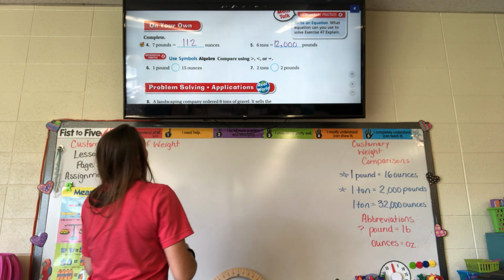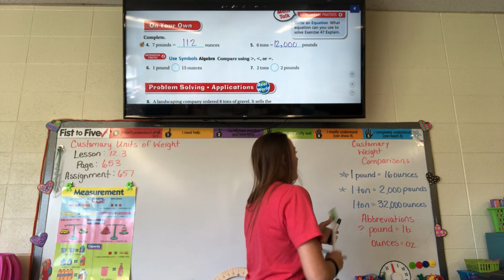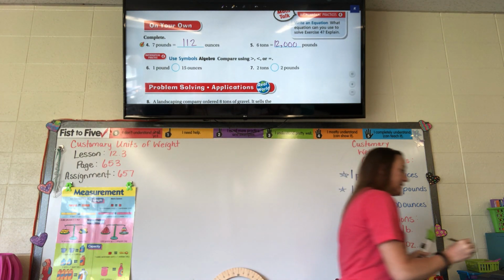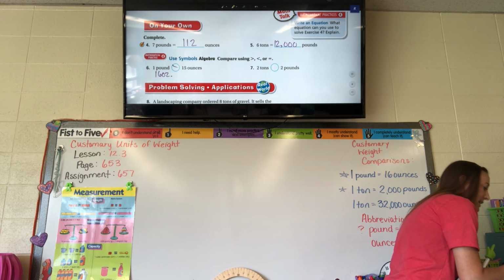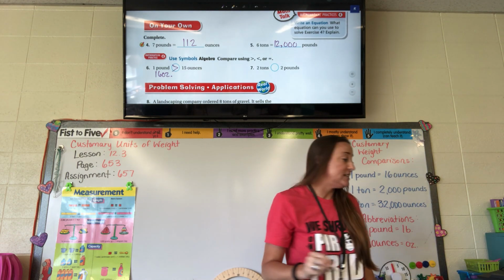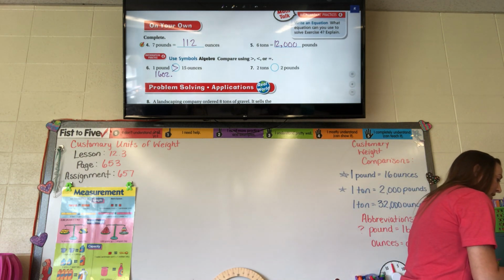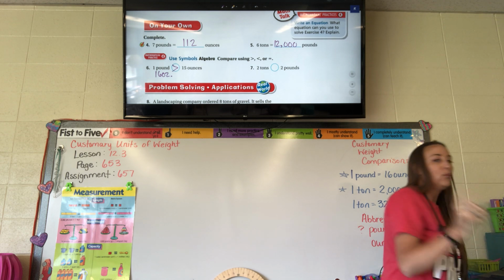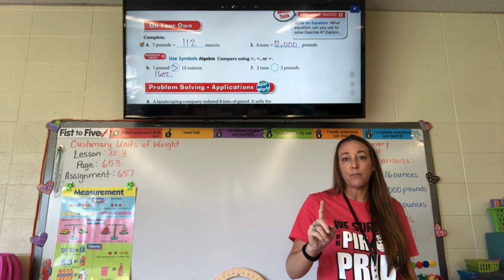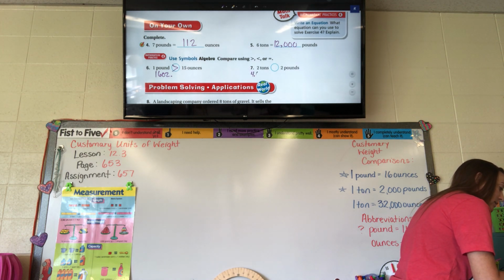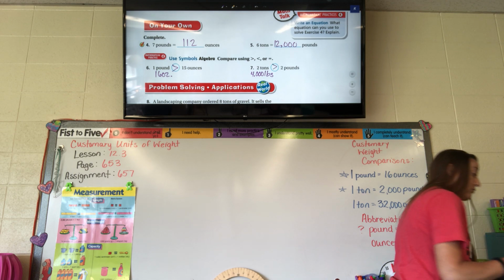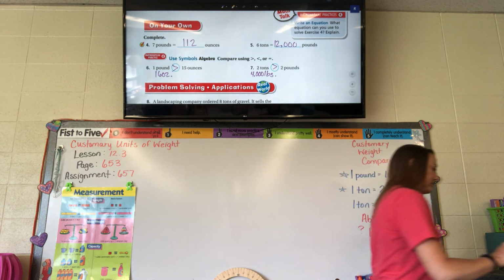Okay? So we have 1 pound. Well, how many ounces is in a pound? 16. So underneath 1 pound, I'm going to write 16 ounces so I can remember. And 16 ounces is greater than 15 ounces. 2 tons. Okay, 2 tons, for every 1 ton is 2,000 pounds. So 2 tons is 4,000 pounds. And 4,000 pounds is way greater than 2 pounds.